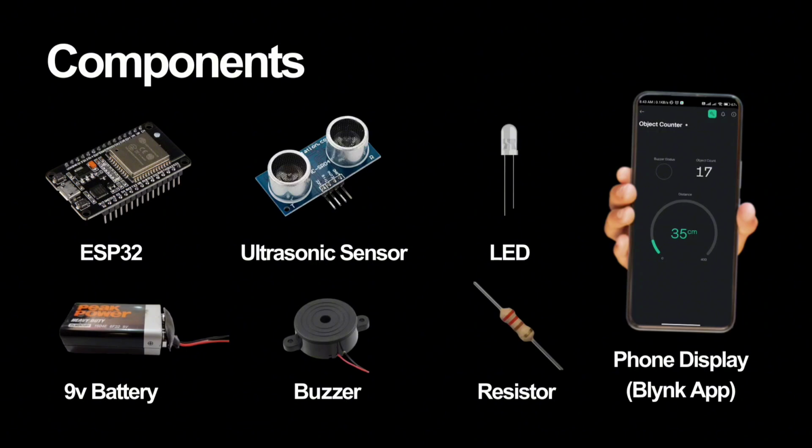And the next is the resistor, to prevent overcharge or undercharge of the current of electricity that would be used to execute the code. For the last is the phone display, or we should call it the Blynk app, to show the distance of the object or thing from the ultrasonic sensor.